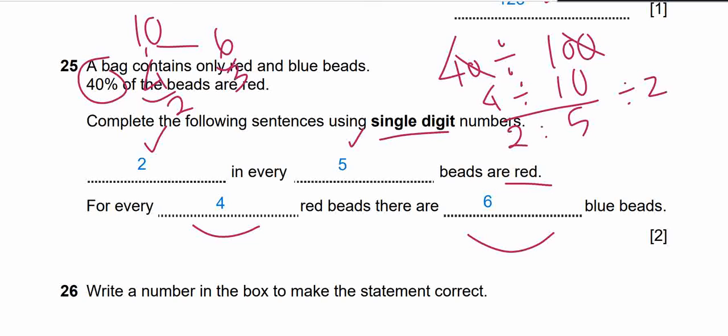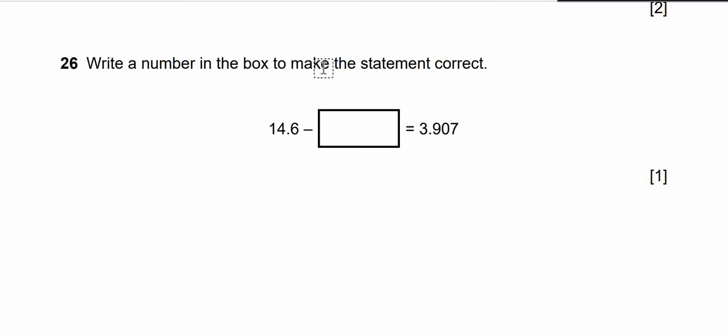Next, question 26. 26 says write a number in the box to make the statement correct. 14.6 minus something equals 3.907. Come on, guys. Let's do it. 10 seconds from now. 10, 9, 8, 7, 5, 4, 3, 2, 1.